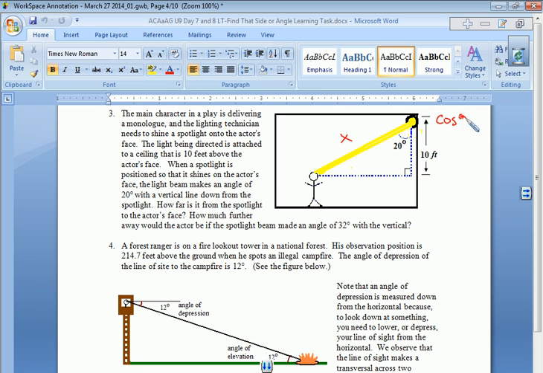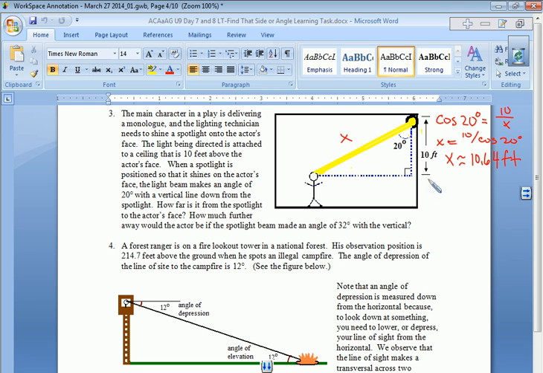Cosine. So cosine of 20 degrees gives us the ratio of 10 over x. To solve, we'd multiply by x to get out of the bottom, and then we divide by cosine of 20. So this is our exact answer. It is approximately 10.64 feet. Oh my god, I got it right. Okay, so that was one of the questions they asked.